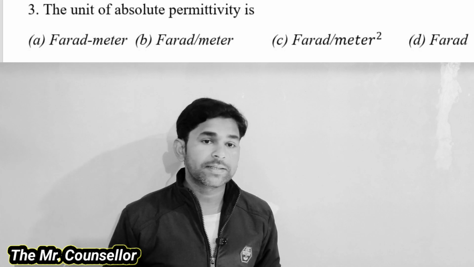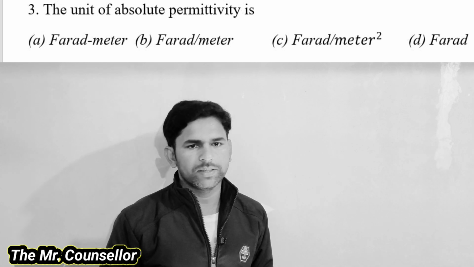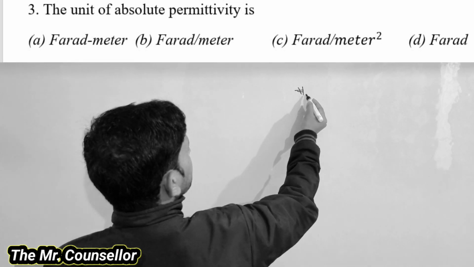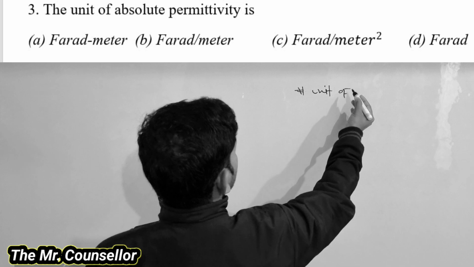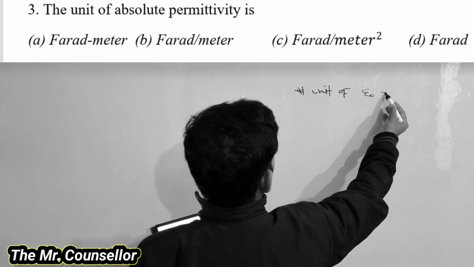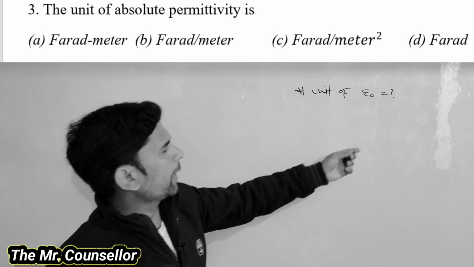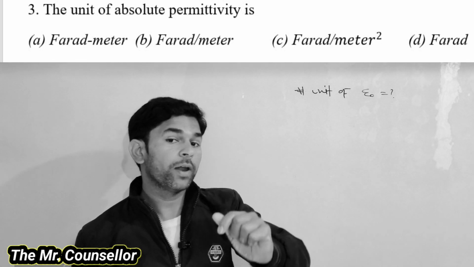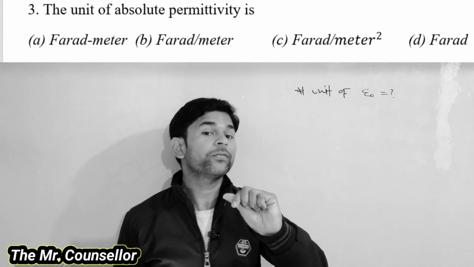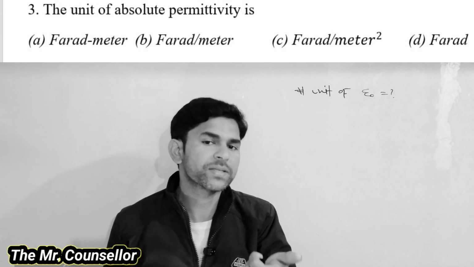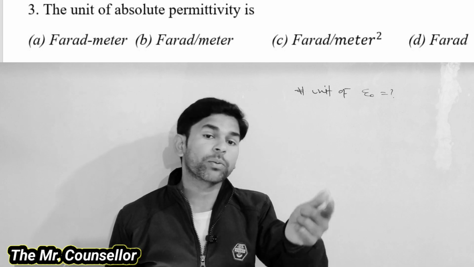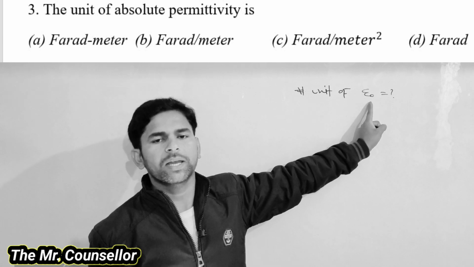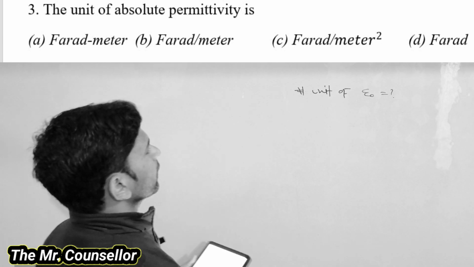So everywhere farad is coming. Farad is a unit of capacitance. Please keep remembering these things. So what are they asking? They are asking the unit of absolute permittivity, which means epsilon naught. Whichever formula you apply, farad will come there. Farad is a unit of capacitance, so you apply the capacitance formula, and epsilon naught should be present in it.